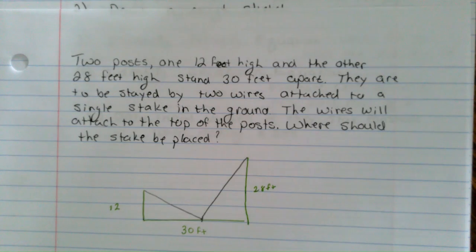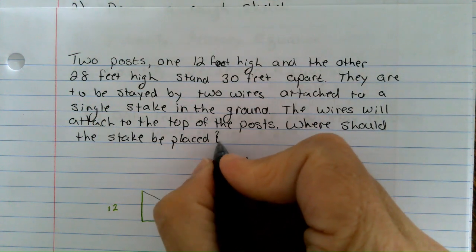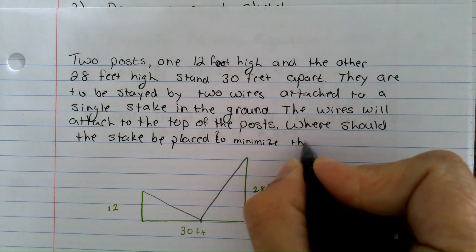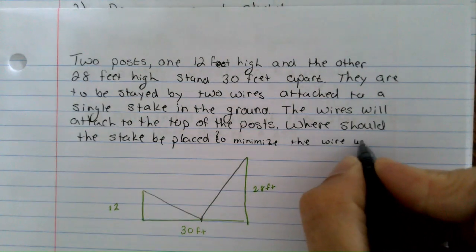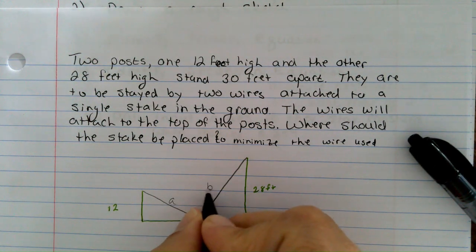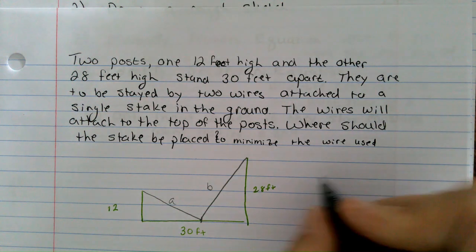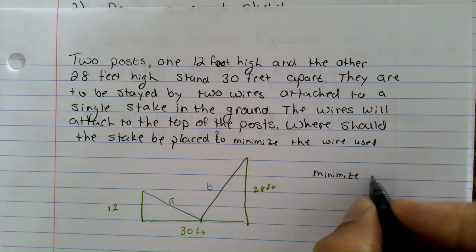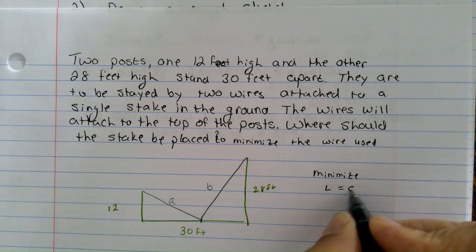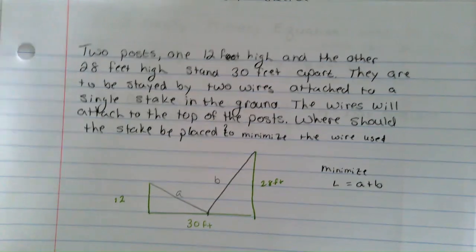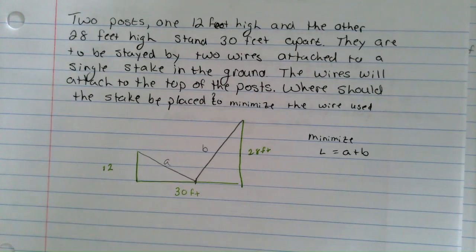Oh, I forgot to finish the question. Where should the stake be placed to minimize the wire used? Okay, so I'm going to call this wire A and this wire B. So we want to minimize the length A plus B. And our goal is to find out where the stake is.